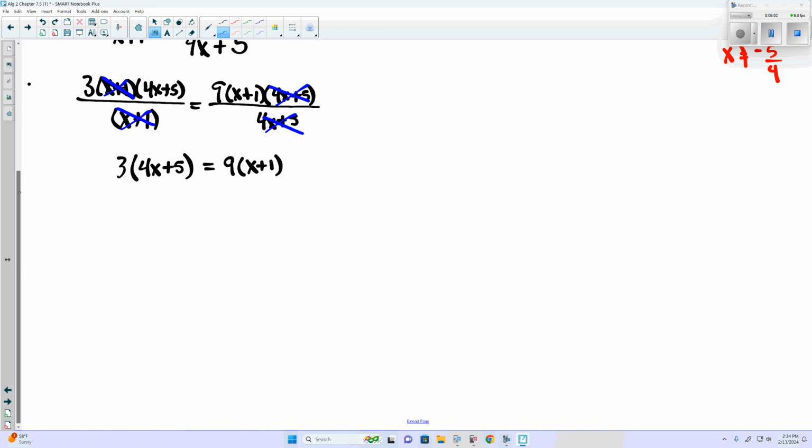Now we just need to solve for x. So the first thing we can do is distribute the 3. 3 times 4x is 12x. 3 times 5 is plus 15, is equal to, we'll distribute the 9. 9 times x is 9x plus 9.